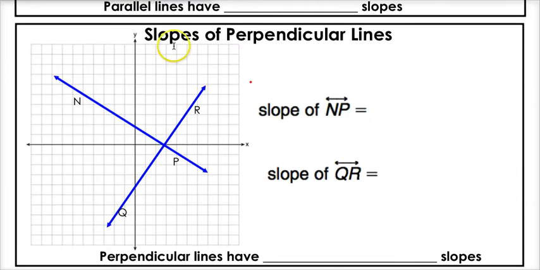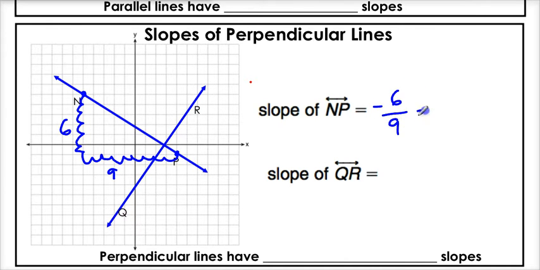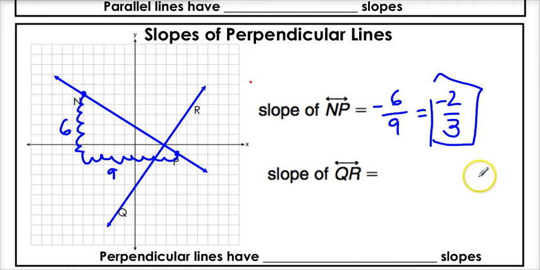Huge. So let's do the same thing with a pair of perpendicular lines. Let's find these slopes and see if we can get to an interesting conclusion. So we got NP over here, which has points over here and over here. Let's count it out. So we go down 1, 2, 3, 4, 5, 6. And then over 1, 2, 3, 4, 5, 6, 7, 8, 9. So we go down 6, go over 9. Since it goes down, it's negative 6 over 9. Let's get into the good habit of reducing, so that's negative 2/3. So that's our slope here of NP.